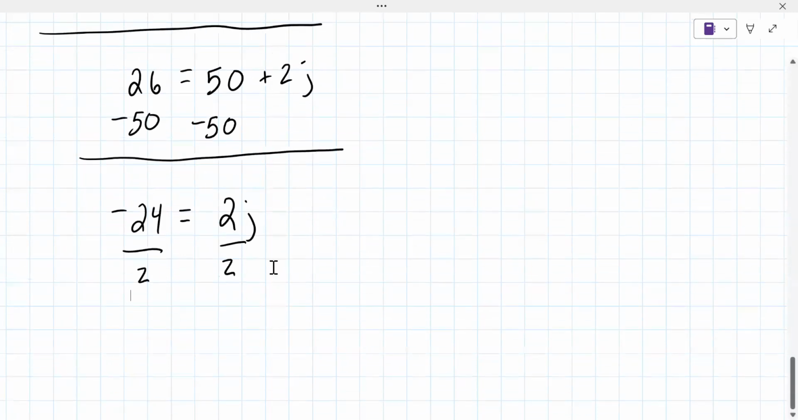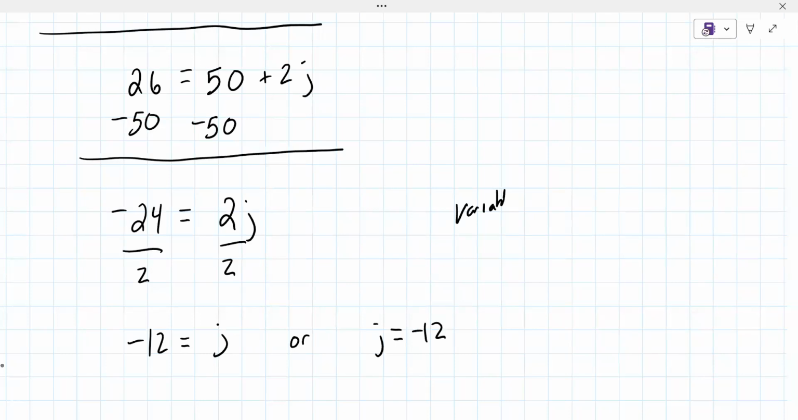All right, and then this is where it's a little bit maybe awkward, but you can write it like this: minus 12 equals j, or you switch the order. So you write j equals minus 12. Do you usually put the variable first? Variable normally on the left, yes. Okay.